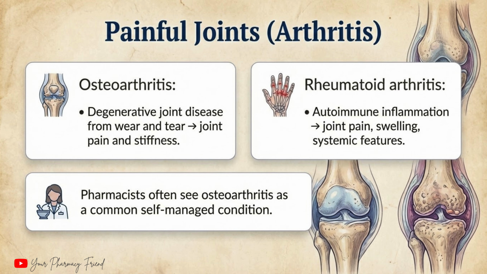Painful joints are commonly seen in pharmacy practice. The most frequent cause is osteoarthritis, a degenerative joint disease caused by wear and tear, which leads to joint pain and stiffness. Another cause is rheumatoid arthritis, an autoimmune condition in which the body's immune system attacks joint tissues, causing inflammation and systemic symptoms. Accurate differentiation is important for treatment selection.